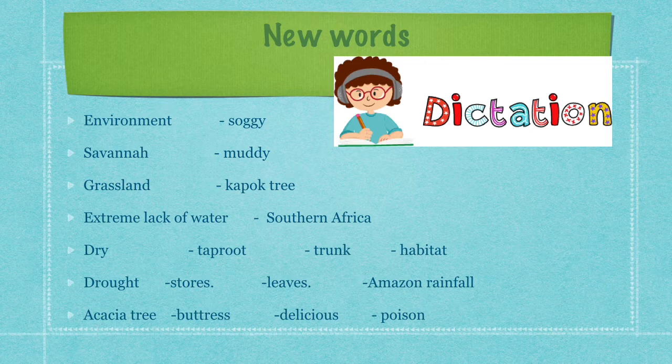The new words of our lesson are environment, savanna, grassland, extreme lack of water, dry, drought, acacia tree, soggy, muddy, kabak tree, Southern Africa, taproot, trunk, habitat, stores, leaves, Amazon rainfall, buttress, delicious, poison.